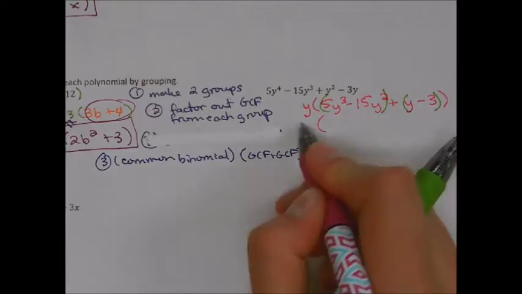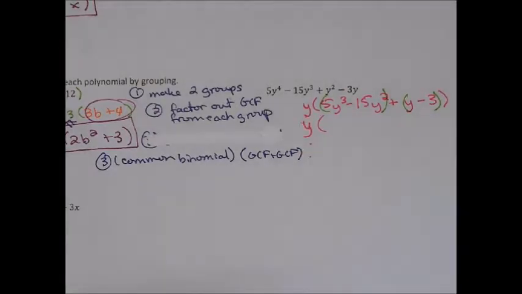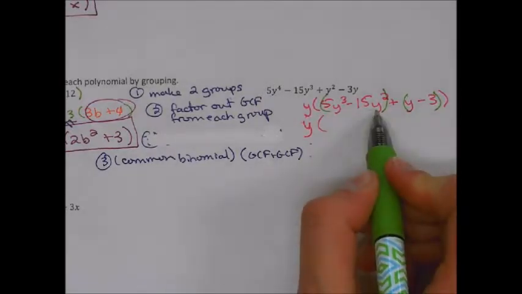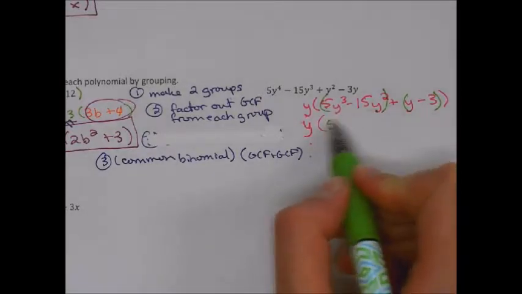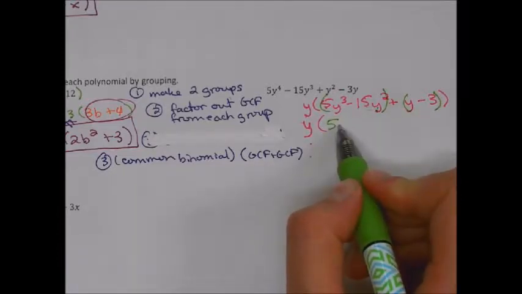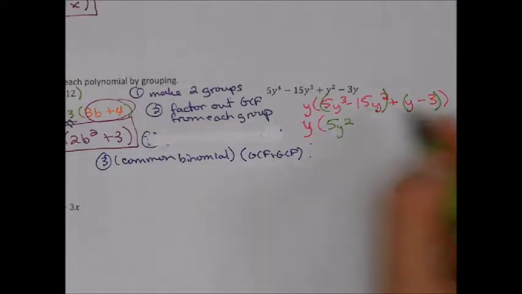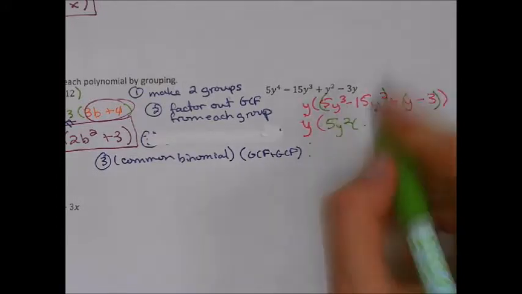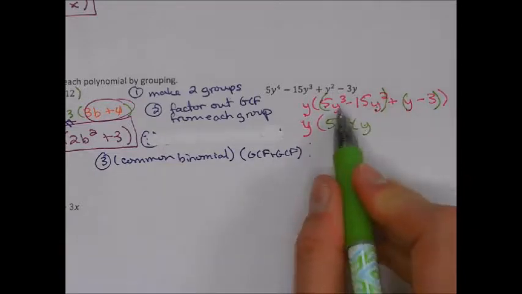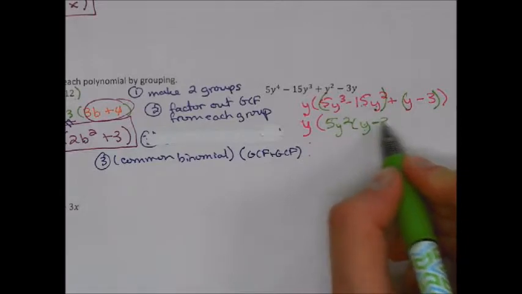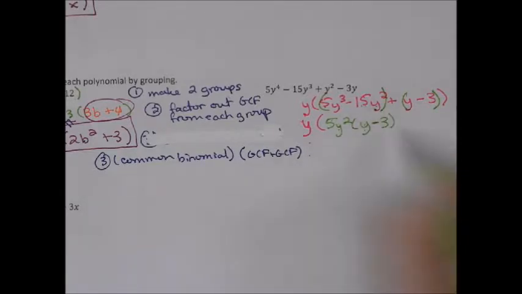We have this y still on the outside. I'm looking at this first group. My GCF of 5 and 15 is going to be a 5. Y squared. I'm going to have 5y squared. I need 1y. Y squared times y is y to the third. 5 times 1 is 5. 5 times negative 3. And then the y squareds are good.